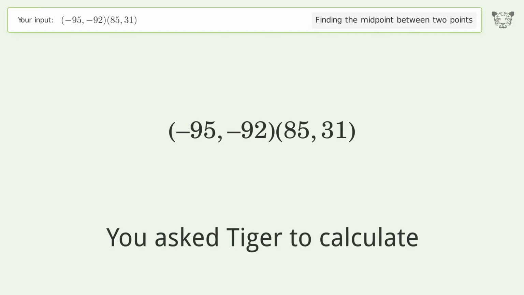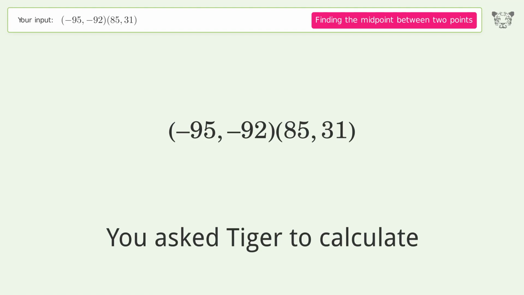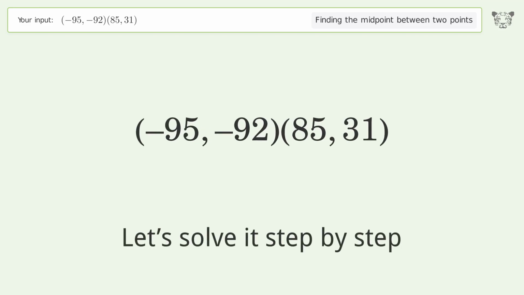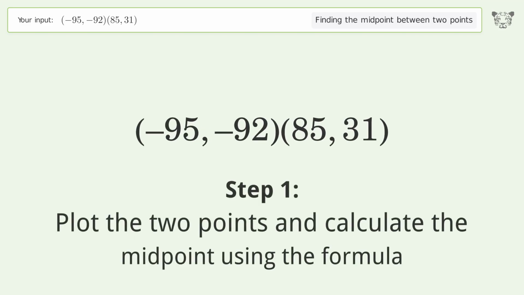You ask Tiger to calculate. This deals with finding the midpoint between 2 points. The midpoint between the 2 points is -5, -30.5. Let's solve it step by step. Plot the 2 points and calculate the midpoint using the formula.